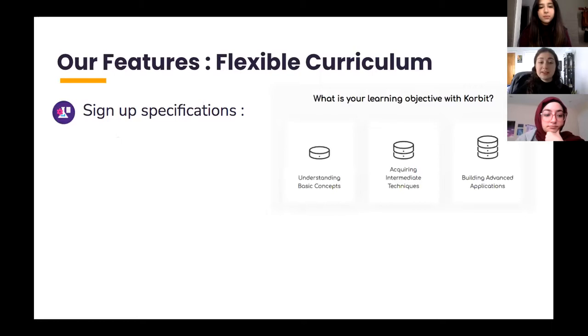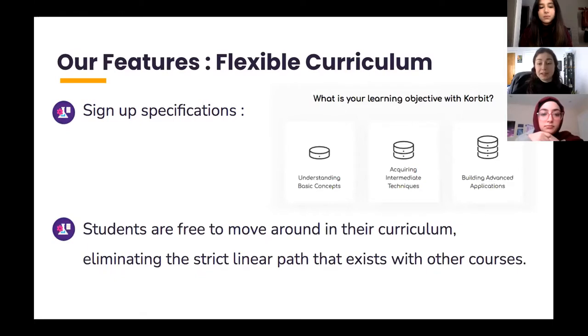So firstly, we personalize our students' learning path by asking questions about their knowledge level and their goals when they sign up. One example is shown on the screen here, but when any new user signs up, we have a series of questions like this that enable us to develop a unique learning path that fits the goals and needs of each student. We also provide them with flexibility within their provided curriculum. Essentially, this feature means that the student is free to move around in their curriculum as they choose, eliminating the strict linear path that exists with other courses. Students can jump forwards or backwards as needed to review old material or to skip over things that they already are comfortable with.